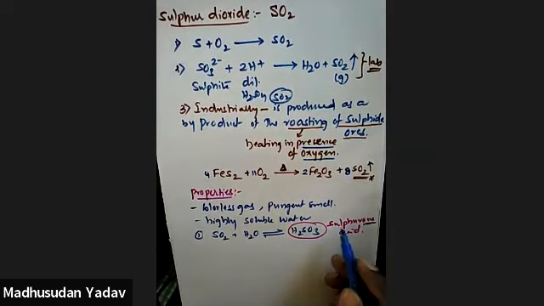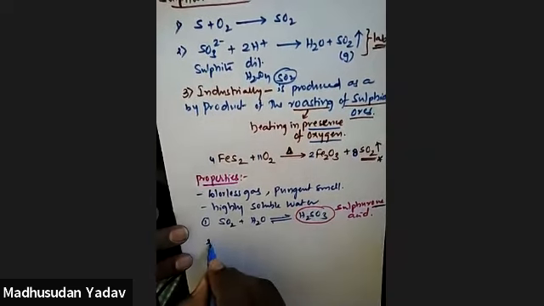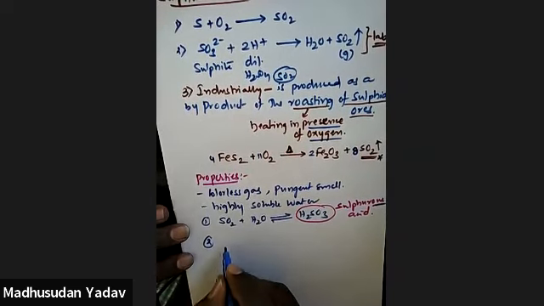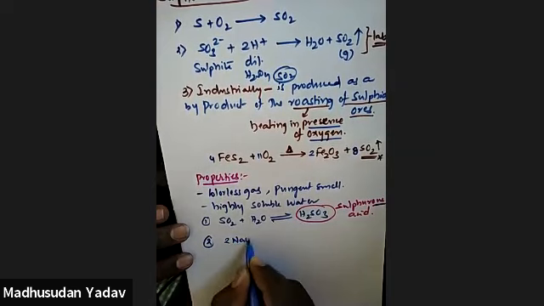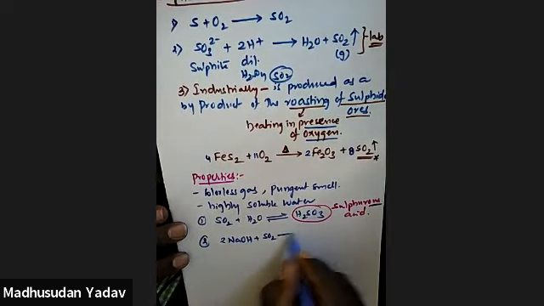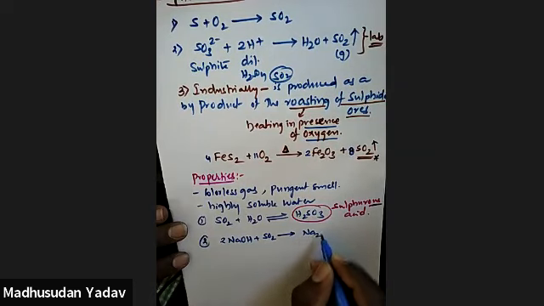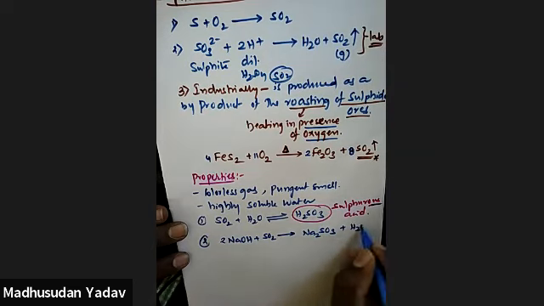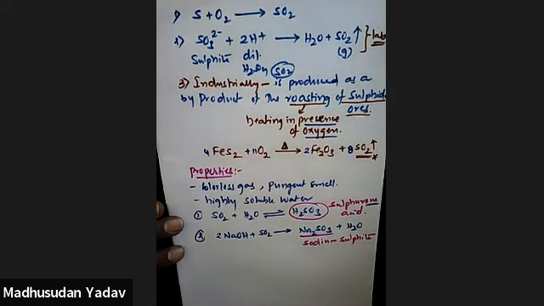Okay. Next, second one, this sulfur dioxide on reaction with a base or alkali, what you are going to get? Na2SO3, sodium sulfite. What is the name of this? Sodium sulfite.